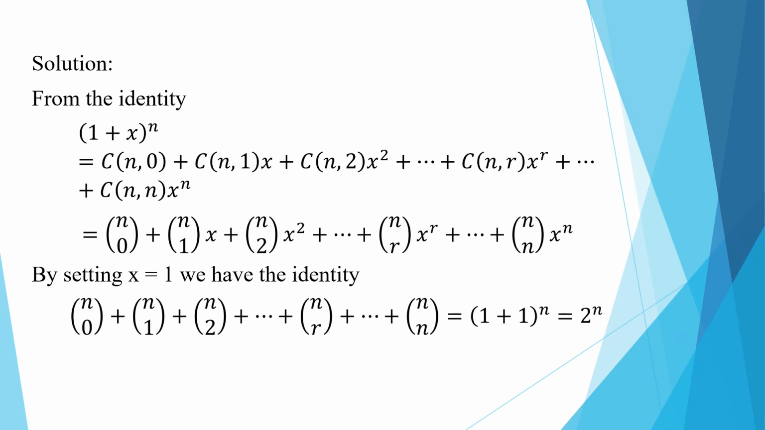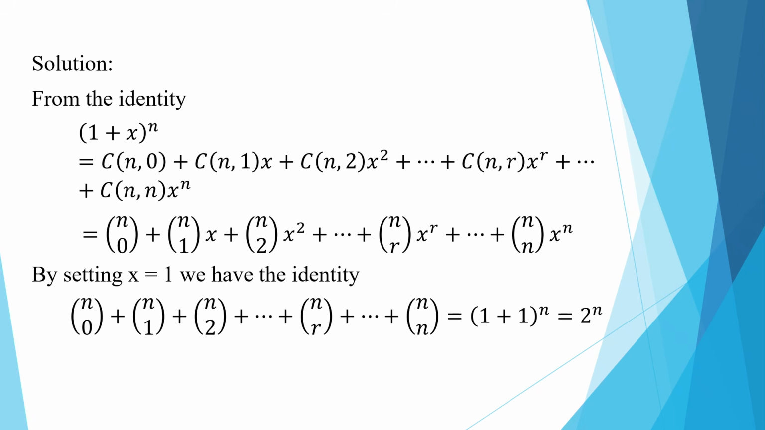So when we substitute x as 1, we will get nC0 plus nC1 plus nC2 plus etc. plus nCn equal to 1 plus 1. The value of x is 1. Therefore, 1 plus 1 the whole power n is 2 power n. Hence, we got the first identity.